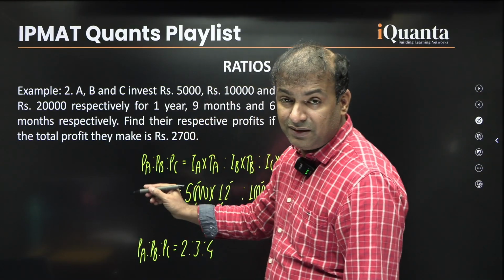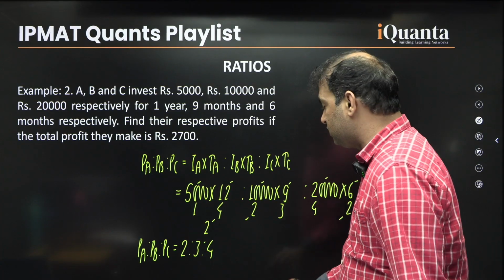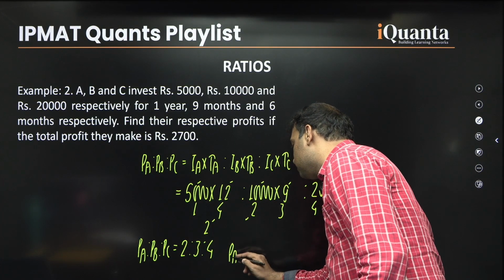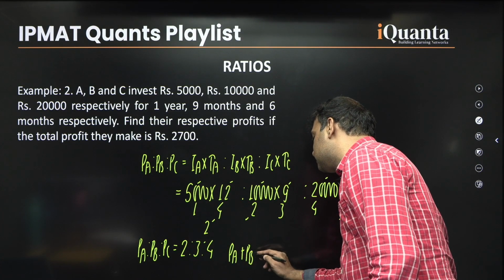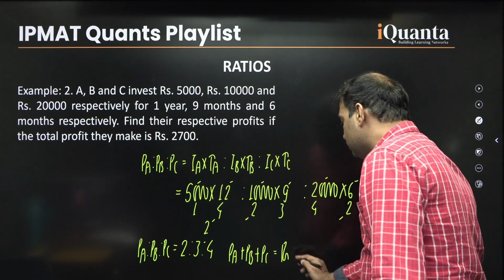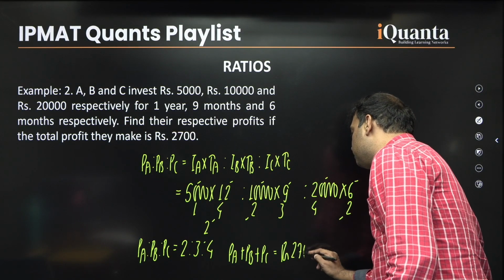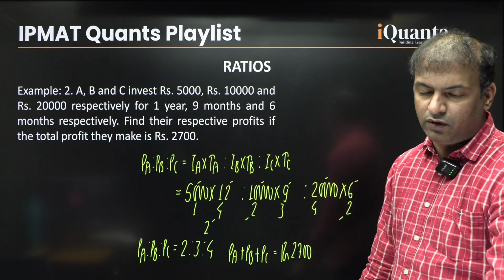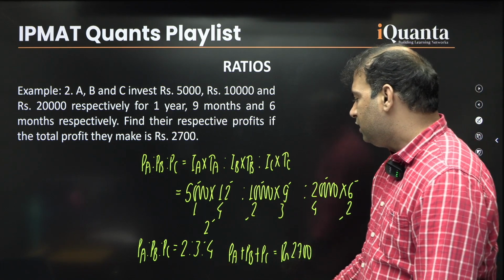And what about the sum of their profits? As we know, it is 2,700. All right, so guys, the same thing which we had found in the last example. We got the sum of the profits, we got the ratio of the profits as well, and with the help of this we just have to find their individual profits. Easy task to do, right? We can do the same thing.